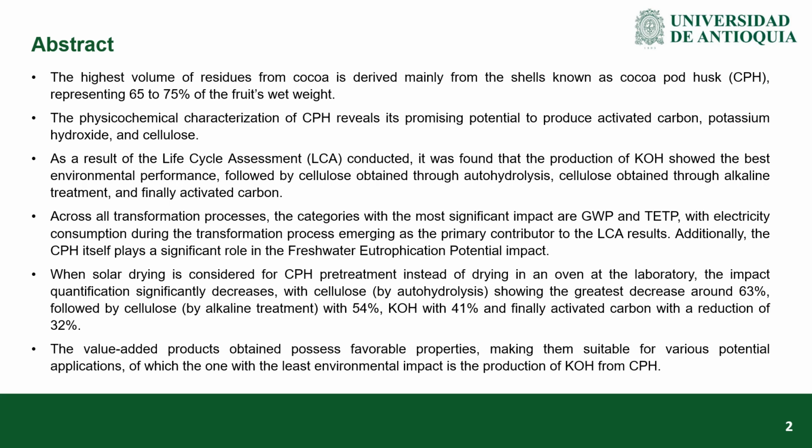The physicochemical characterization of CPH reveals its promising potential to produce activated carbon, potassium hydroxide, and cellulose. In this project, the activated carbon was obtained through pyrolysis employing potassium hydroxide as the activating agent. Potassium hydroxide was obtained by ash leaching from CPH followed by gasification. And finally, cellulose was obtained using alkaline treatment and autohydrolysis.